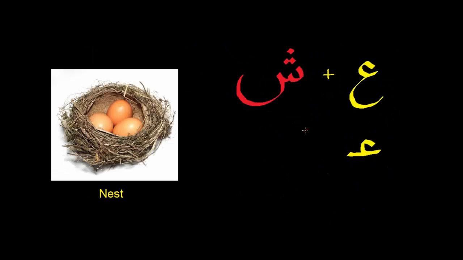Finally, the sheen at the end. Here's the word for nest. Osh, composed of ayn and a sh. Notice the sh sound at the end of the word, osh. Alright, so we begin our connecting. Go up, up again, up one more time, and loop around. Let's not forget our dots. And that's it for the sheen at the end of a word.